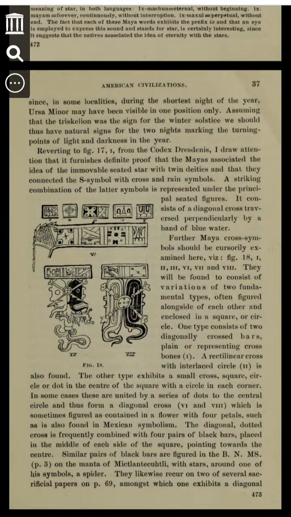Similar pairs of black bars are figured in the Codex on the mantle of Michelangelo with stars around one of his symbols, a spider. They likewise recur on two of several sacrificial papers, page 69, amongst which one exhibits a diagonal cross. Hold on, let me turn to the next page.